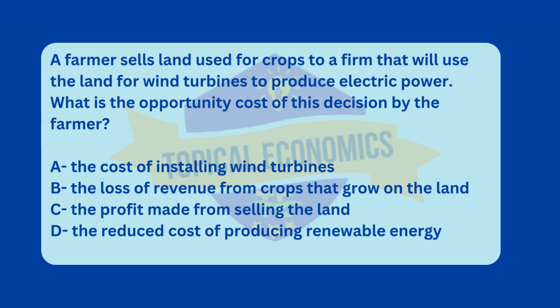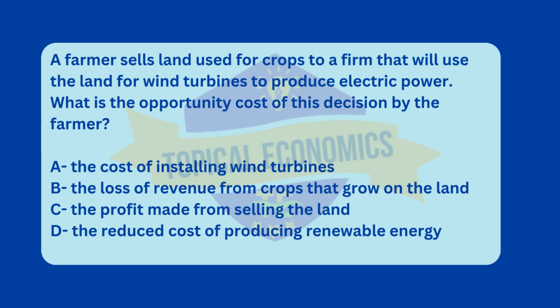Next, option C. The profit made from selling the land is incorrect, because the profit made from selling the land is the benefit the farmer gains from selling the land, not the opportunity cost. Opportunity cost focuses on what is given up, not what is gained. In this case, the farmer gains profit from selling the land, but the opportunity cost is what he loses by no longer using the land for crops.